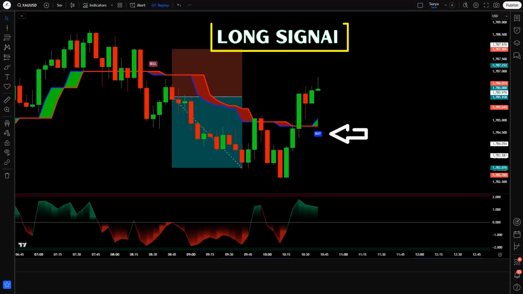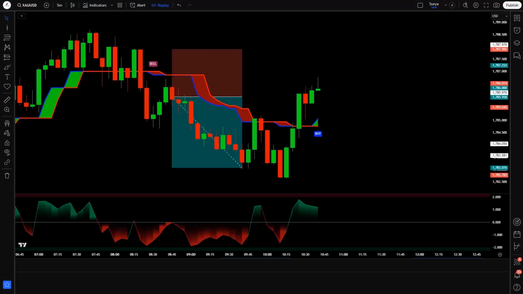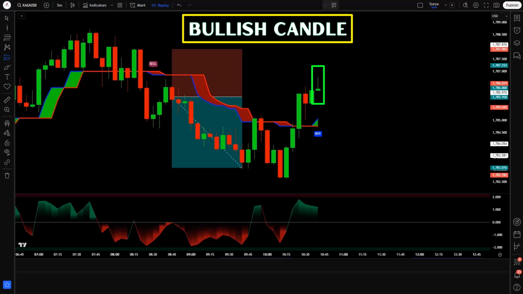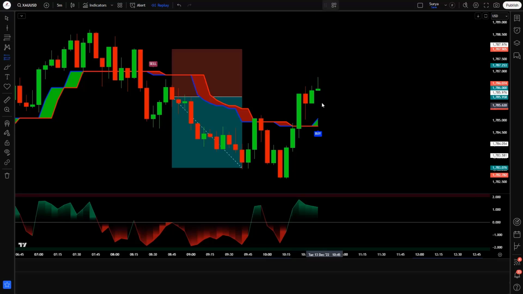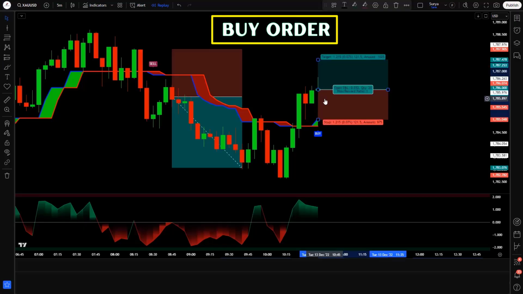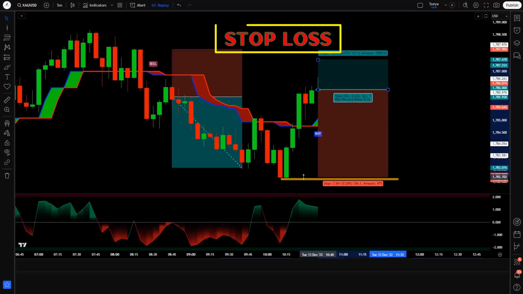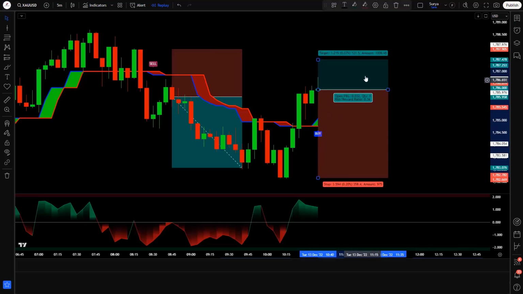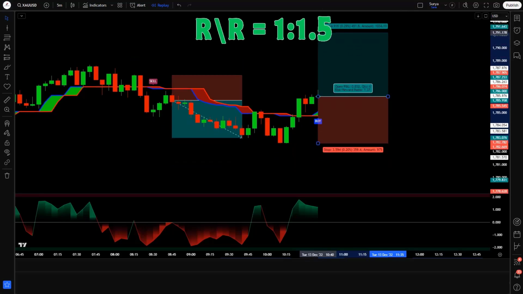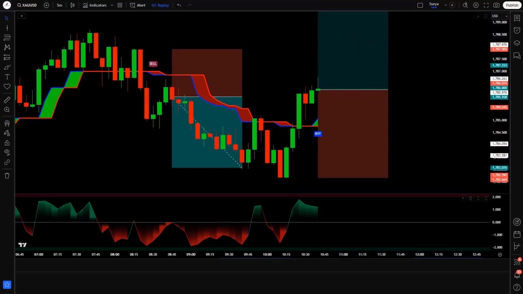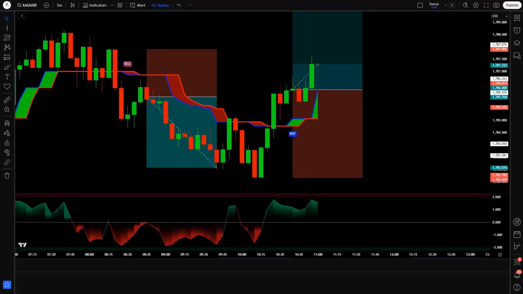When the Alpha Trend indicator has given a buy signal, the regularized MA oscillator indicator has formed a green area. And the market forms a bullish candle. So all these conditions are met, so we have to take a buy order, and our stop loss should be placed at the previous low of the market. And the risk-reward ratio will be 1:1.5. Let's see what happens to our trade.